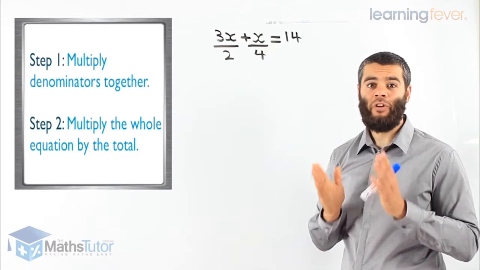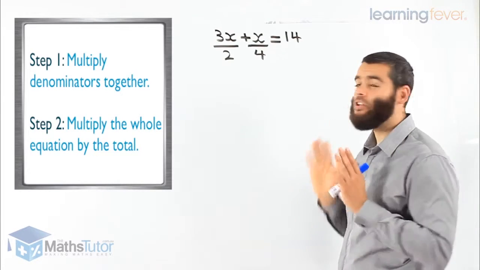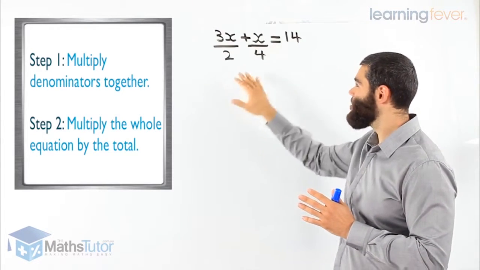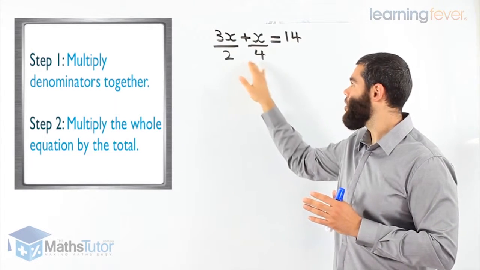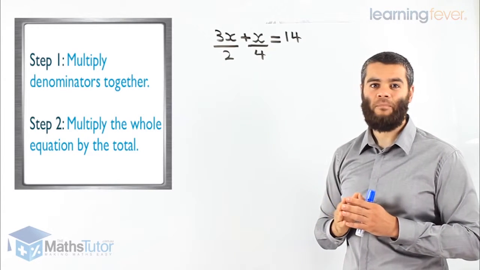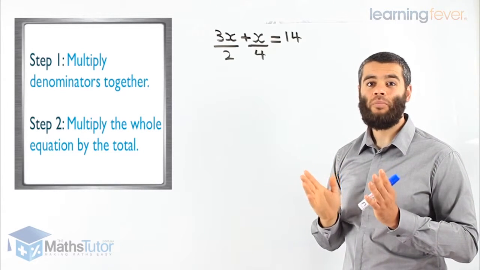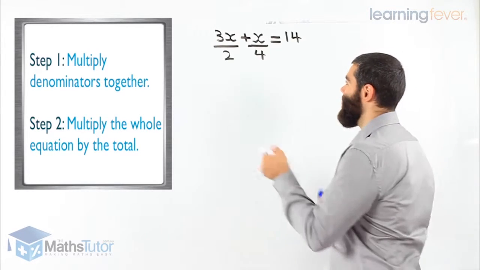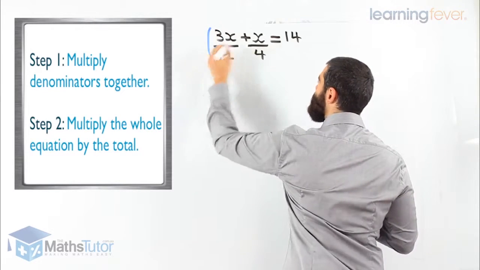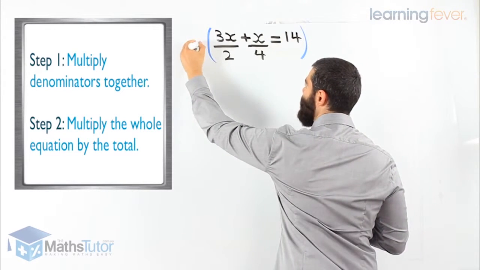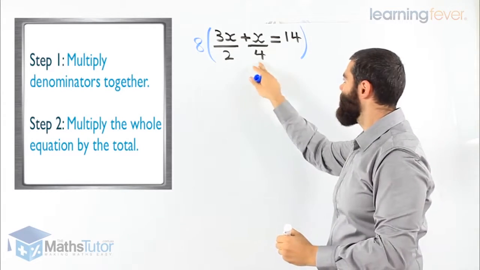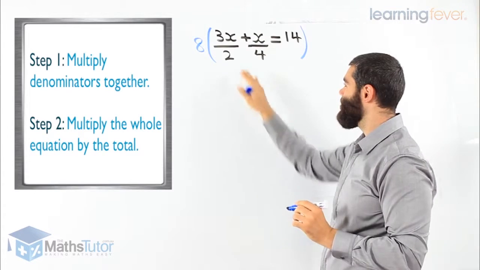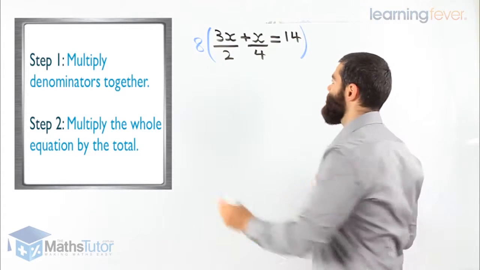It's easy. The first step, we multiply the denominators together. Then we multiply the total equation by the total of those two multiplied together. So the first step is to multiply the denominators. 2 times 4, what do we get? 8. Now we multiply the total equation by 8. So the first step all the time is to multiply the denominators. 2 times 4 is 8.